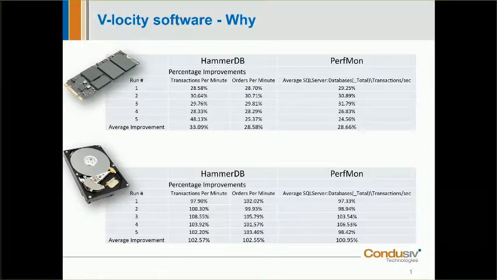As you can see from the metrics on the screen recorded by HammerDB, on the SSD storage, there was about a 30% improvement in the number of SQL transactions that could be processed per minute. And this was backed up by the PerfMon or Performance Monitor metrics that showed about a 28% improvement in transactions per second. When running the tests again using spinning hard drive storage, there was around 100% improvement. Either way, this is great news for SQL DBAs who care about the performance of the databases underpinning their business-critical applications.